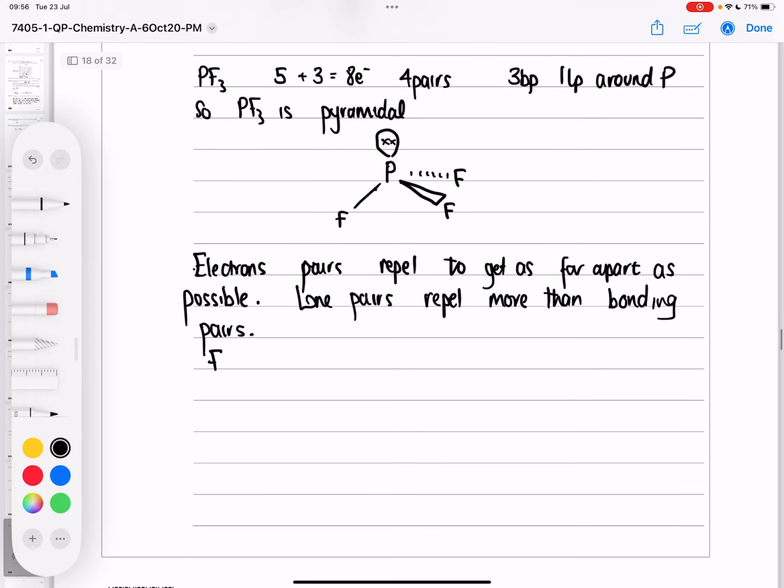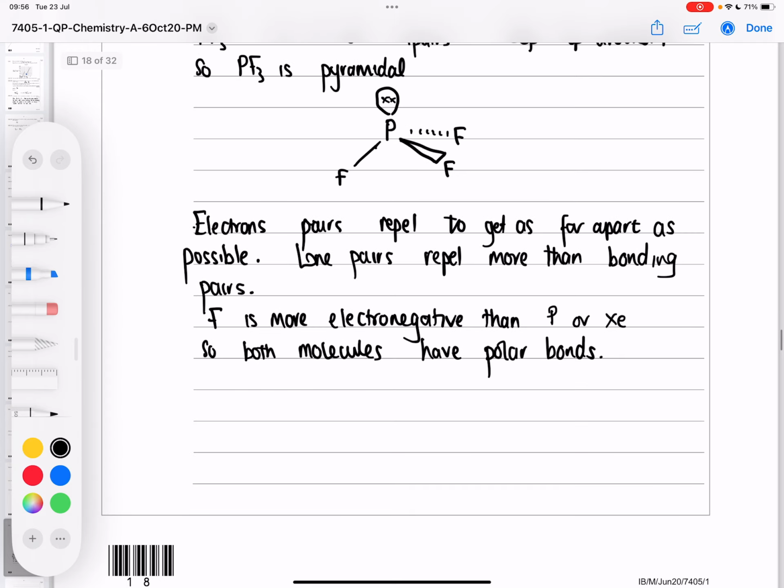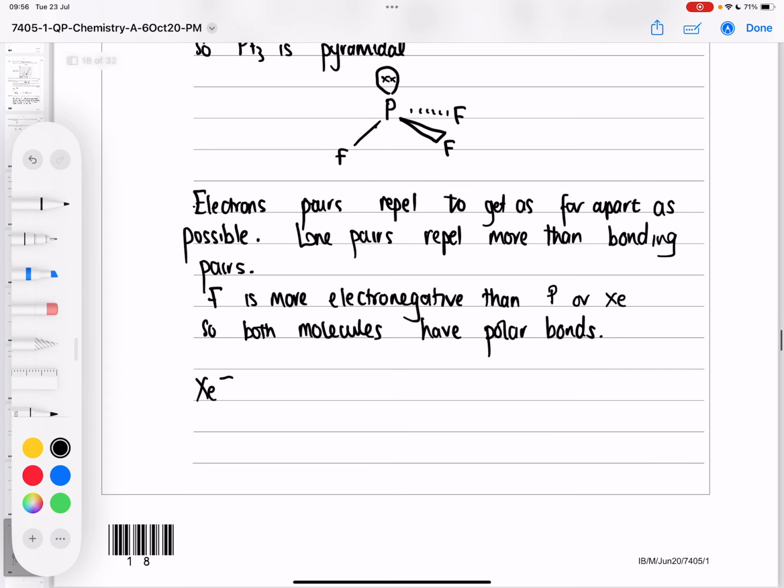Now we know that F is more electronegative than everything because it's the most electronegative element in the periodic table. So it's more electronegative than P or Xe. So both molecules have polar bonds. So we might think that both molecules have permanent dipole-dipole forces. But what we need to remember is that XeF4 is symmetrical. So the dipoles cancel.